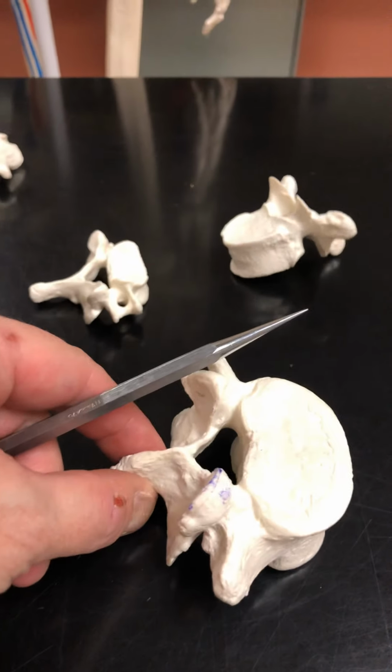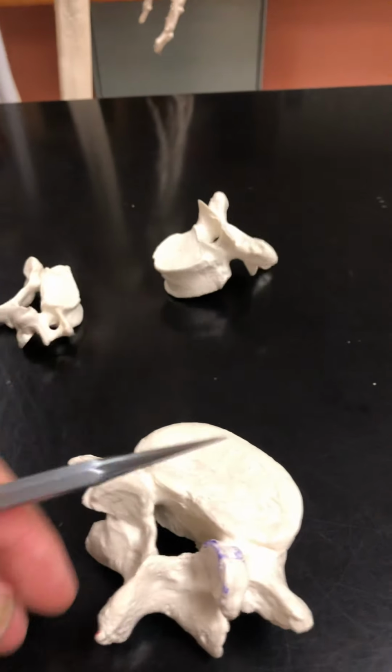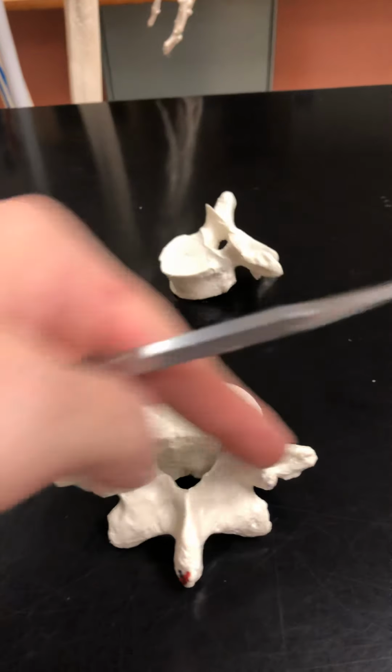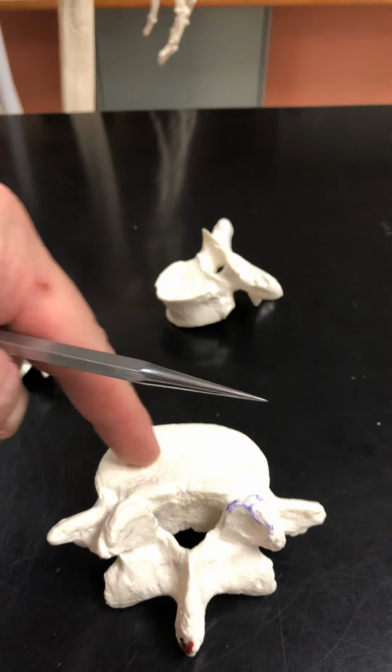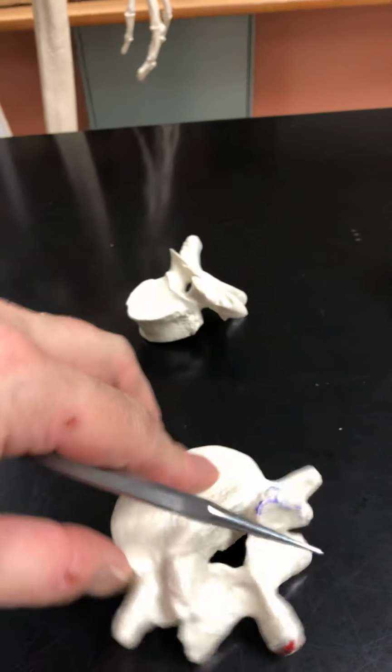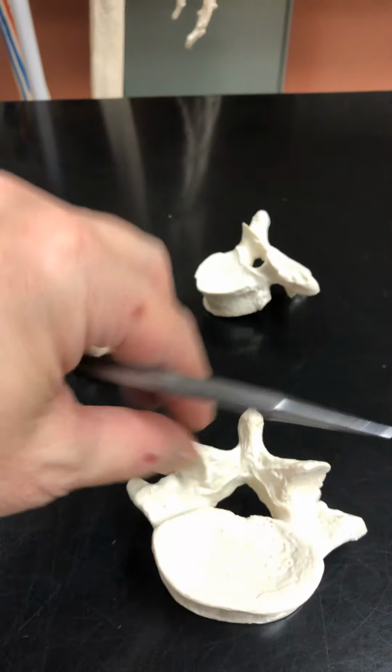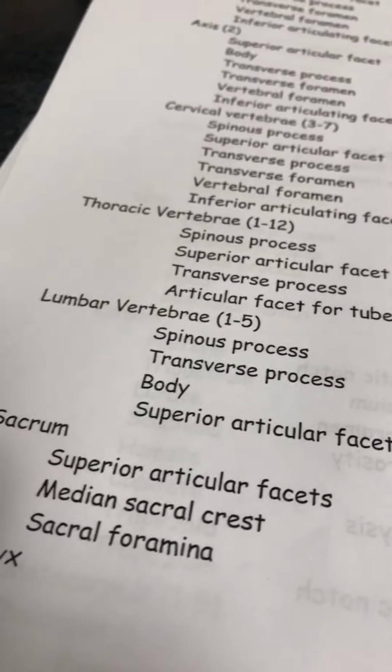Here's the spinous process. Here are the transverse processes. I'm turning it so that you can see them. And then we have the big body right here. And then, of course, the superior articulating facets, and underneath would be the inferior articulating facets. You are going to need to add that to your list: the inferior articular facets of the lumbar vertebrae.